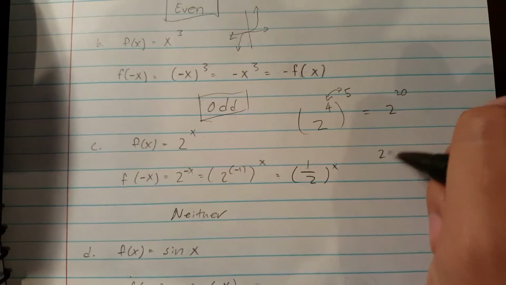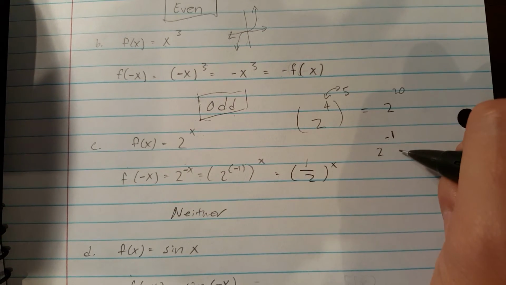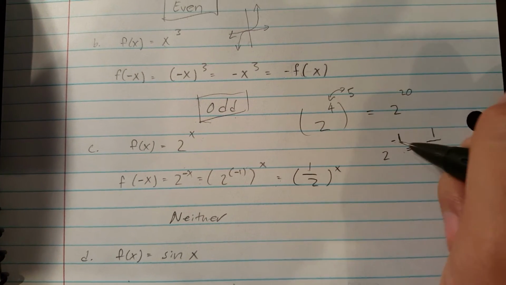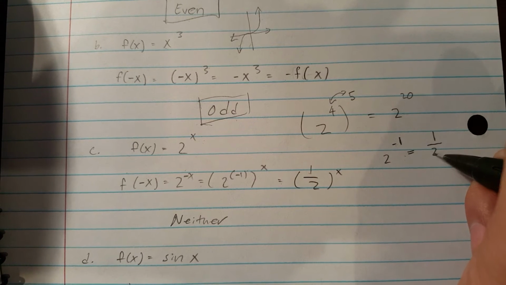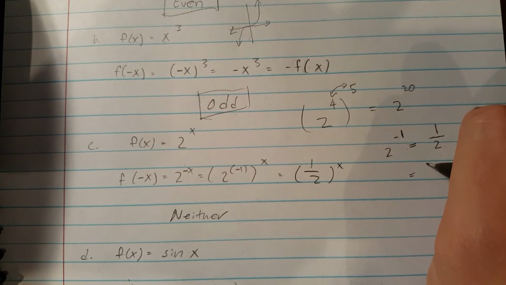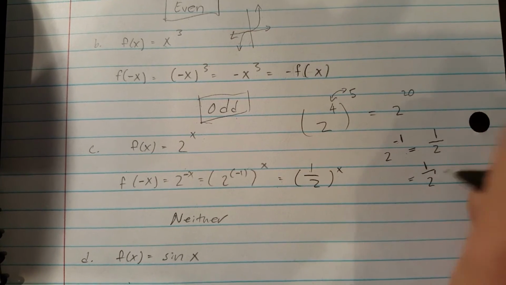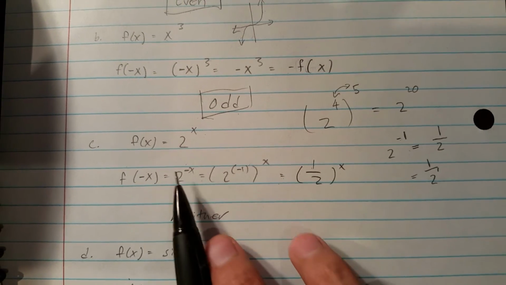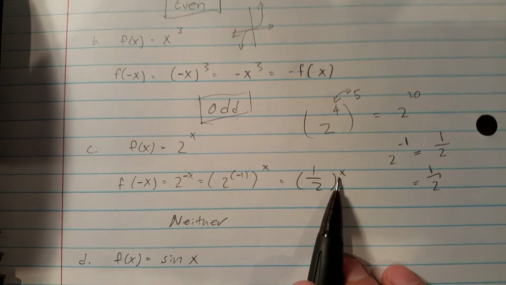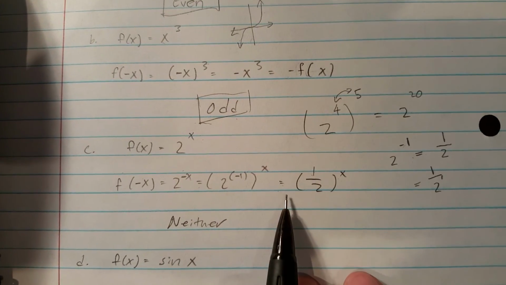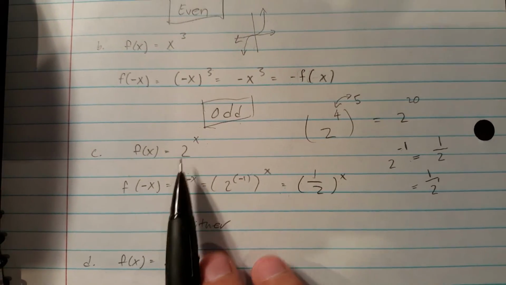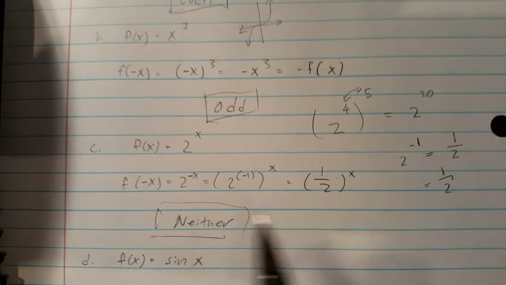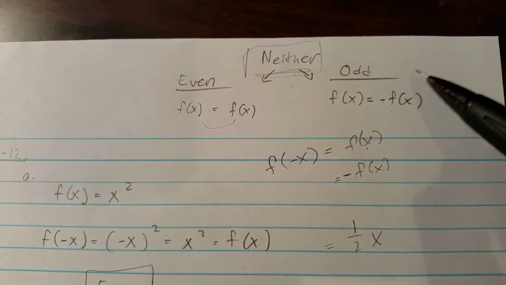Now, one funny thing about exponents is that if I have a negative exponent, I can turn this into a fraction to get rid of that negative. And because it's negative 1, the 2 is just going to stay the same. So technically, it's really going to equal 1 over 2 to the 1. But we don't write 2 to the 1 because that's unnecessary. So if I plug in negative x, it is equal to 1/2 to the x. Well, it's not negative, nor is it equal to f of x. So what does that mean? That means it is neither, because it doesn't satisfy the even rule or the odd rule.